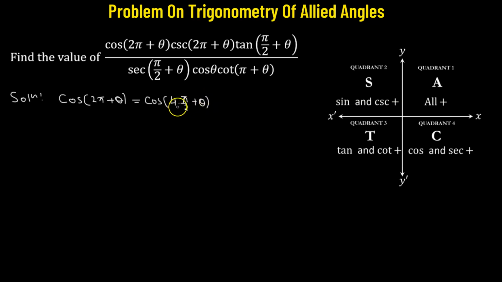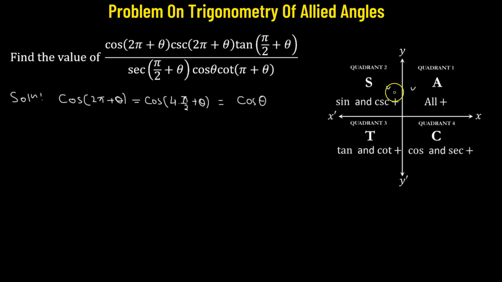What we have here is an even multiple of pi over 2. Whenever we have an even multiple of pi over 2, cosine transforms to cosine only, so there is no change, but the new angle is going to be theta. Now we need to check in which quadrant 2 pi plus theta lies. Since we have written it in terms of 4 times pi over 2 plus theta, we start from the first quadrant and go in the anti-clockwise fashion.